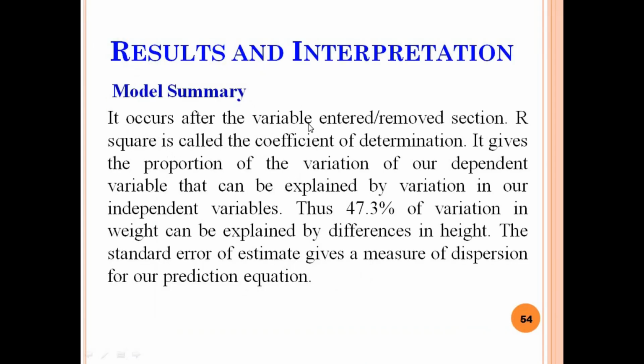The model summary table occurs after the variables entered/removed section. This R square is called the coefficient of determination, and we know it gives the proportion of the variation of our dependent variable that can be explained by variation in our independent variables, and thus 47.3% of variation in weight can be explained by differences in height. The standard error of estimate gives a measure of dispersion for our prediction equation.